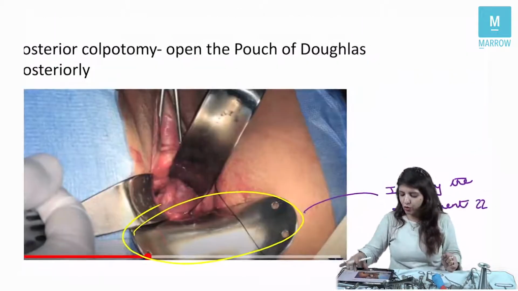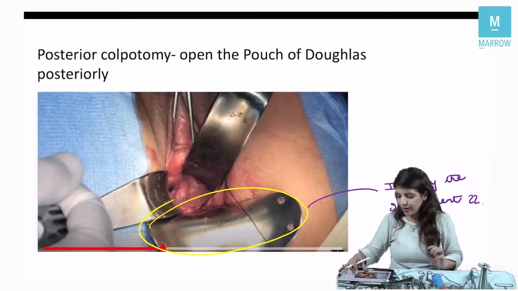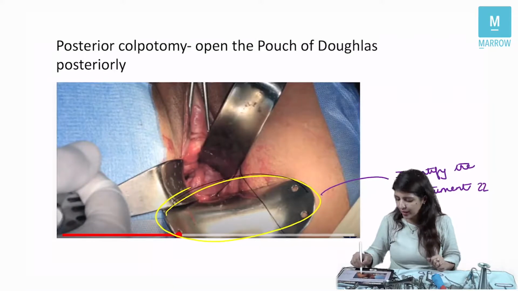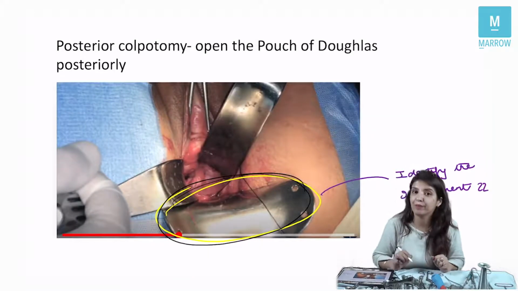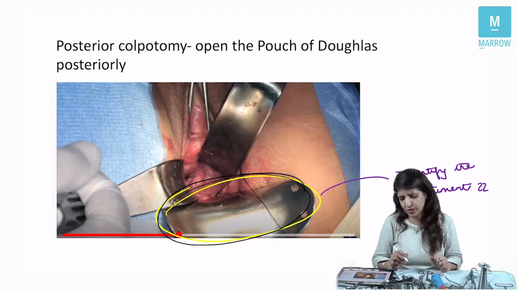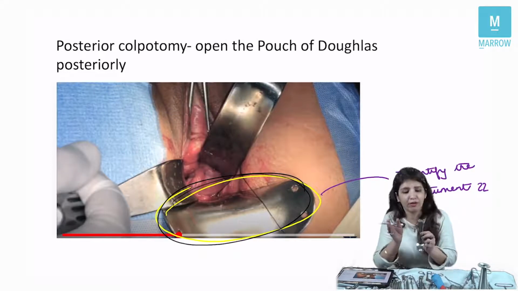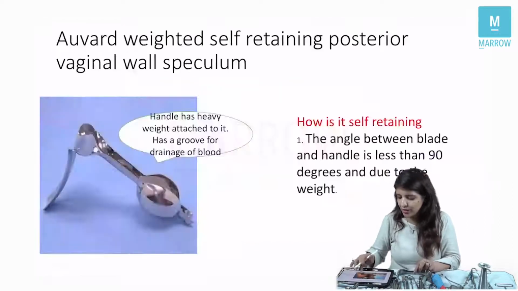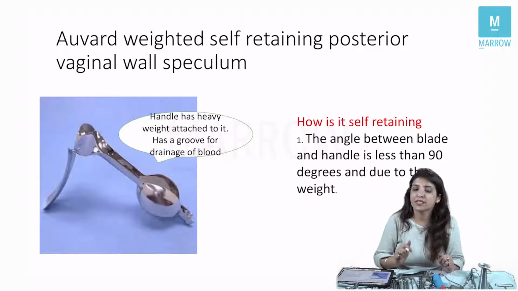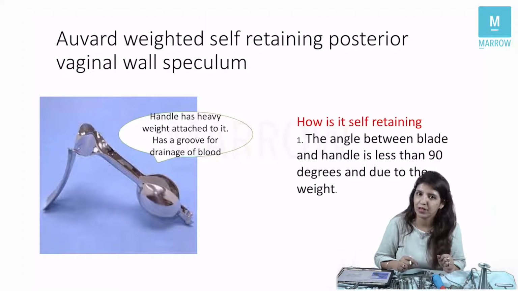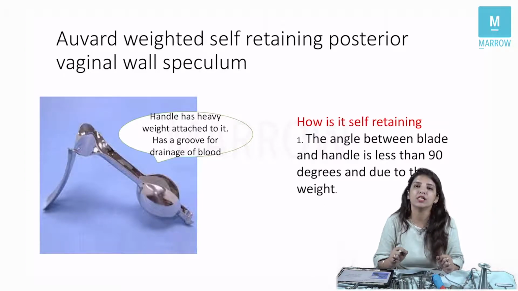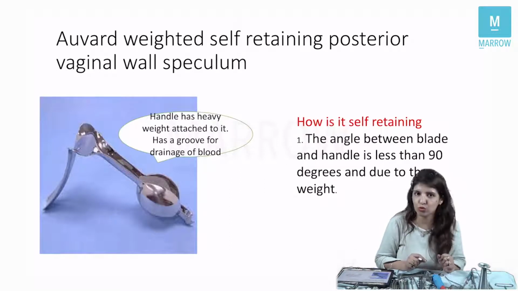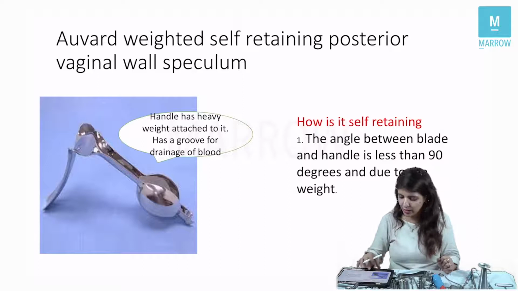Now, I want all of you to look at this image over here and try to identify the instrument which is shown here. This instrument is definitely broader than a Sims speculum. This instrument is Ward's weighted self-retaining posterior vaginal wall speculum. So it's Ward's weighted self-retaining posterior vaginal wall retractor. I don't have this instrument here. We will see this instrument on the image.